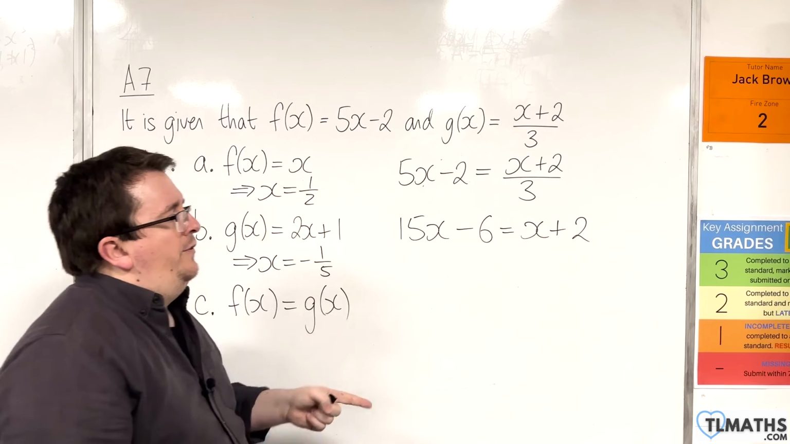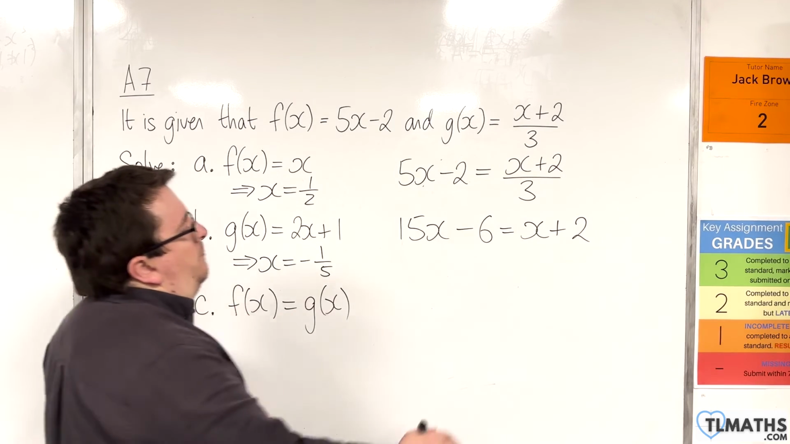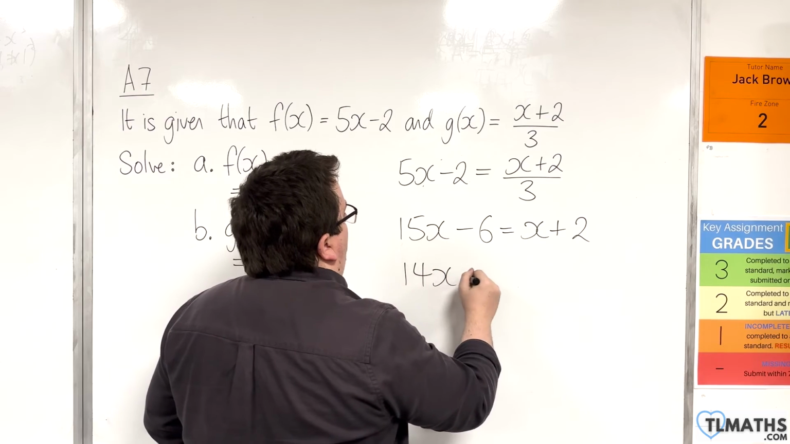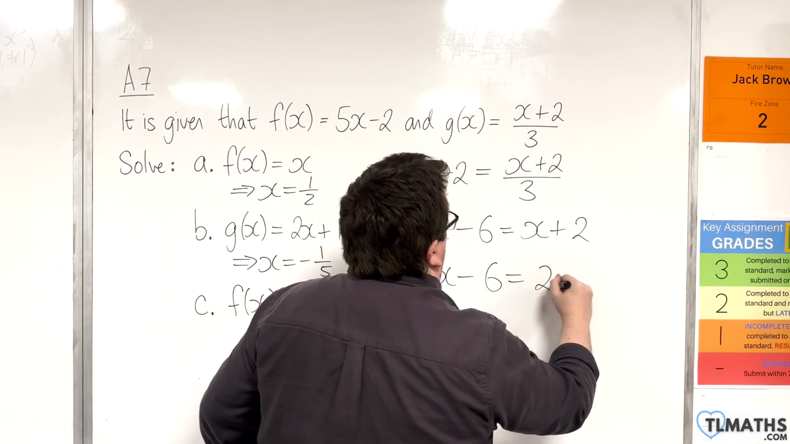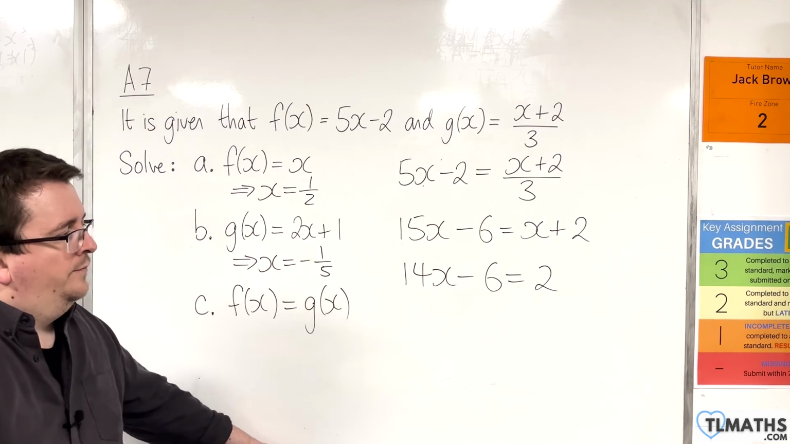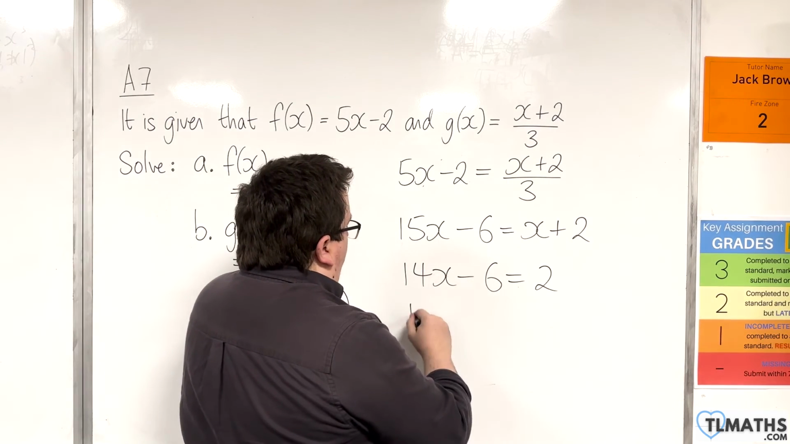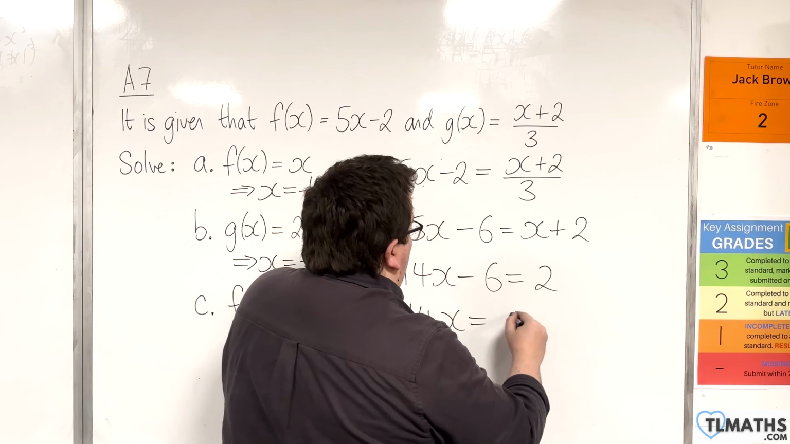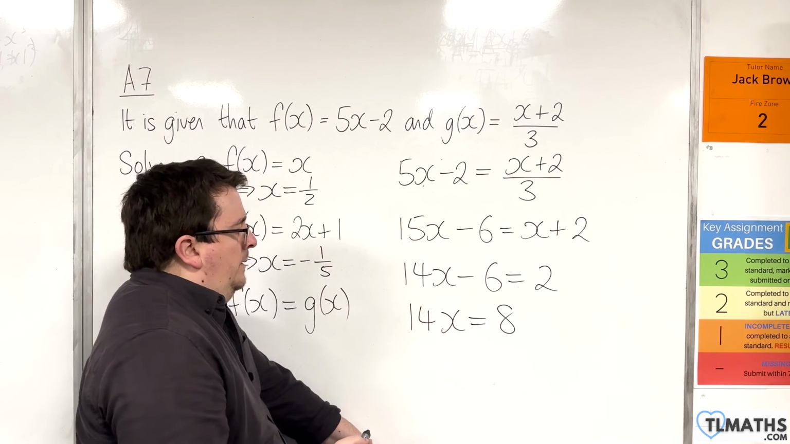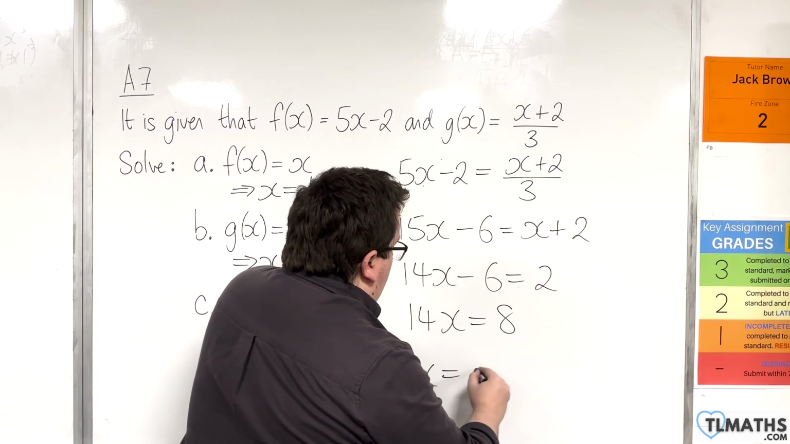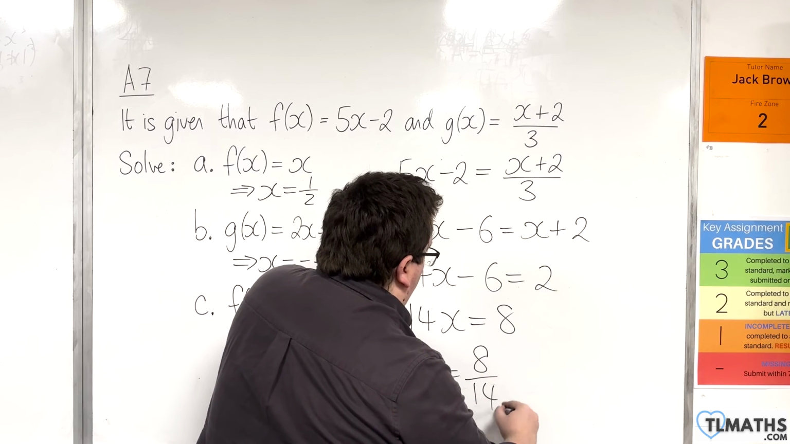Again, as I've done the previous two examples, I'm going to subtract x from both sides, leaving 14x take away 6 is equal to 2. Now isolate the x. So get the 6 onto the other side. 14x is 8. And then I can divide both sides by 14. So x is 8 over 14.